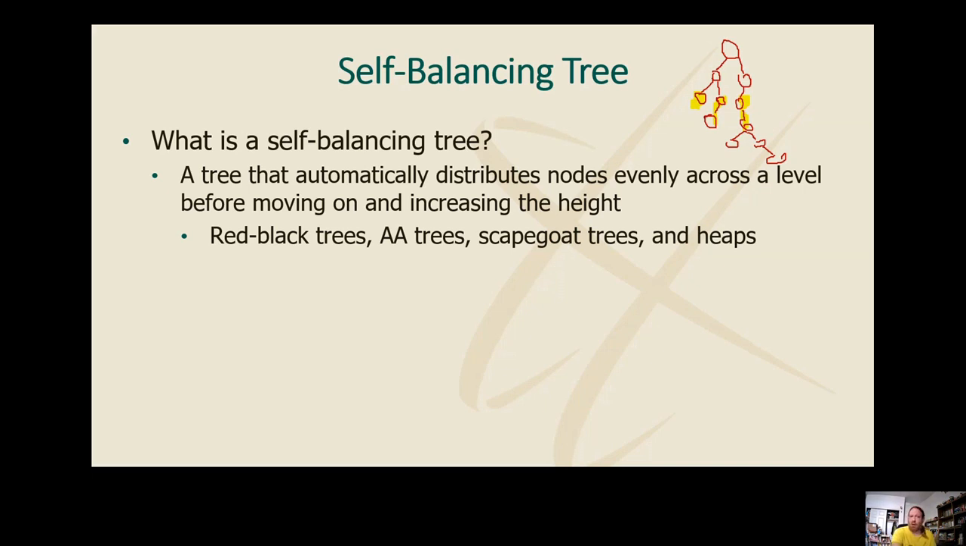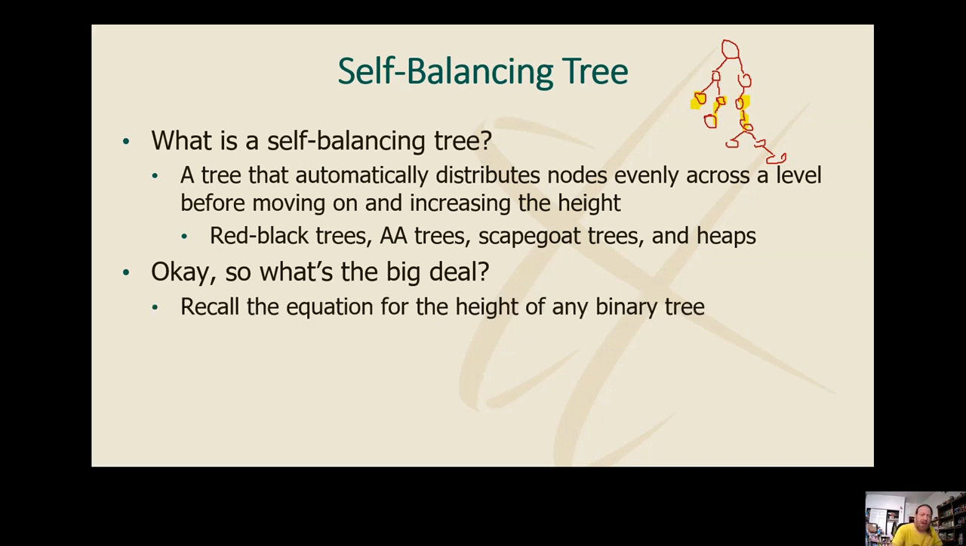So we've got a red-black tree, right? That's an example. AA trees are a type of red-black, scapegoat trees, and heaps. These are all examples of self-balancing trees. Why is this so crucial? Why am I going on about this? Well, let's think about the equation that we have for the height of any binary tree. Our height is going to be greater than or equal to log base 2 of n plus 1 minus 1.